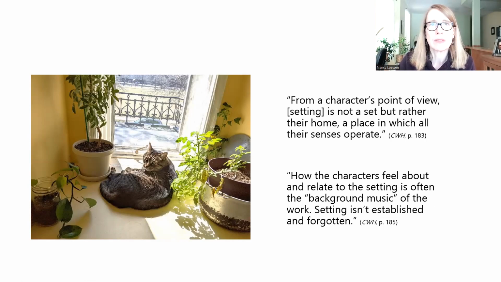Setting isn't established and forgotten. So when you're starting a piece, you're going to want to ground the reader so the reader knows basically where and when something is taking place. But after that, you're going to be doling it out as your character lives. You're going to be changing the setting, changing the scenes from time to time. You might have big jumps in time as well. That's all cool. You can do pretty much anything.